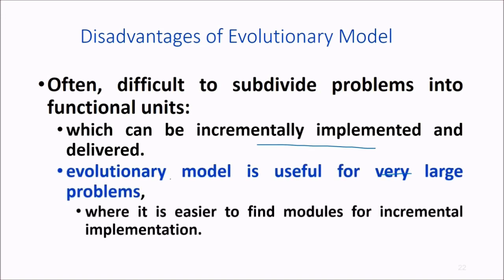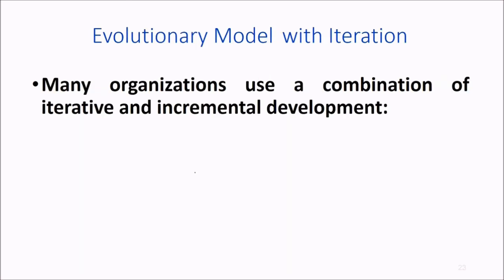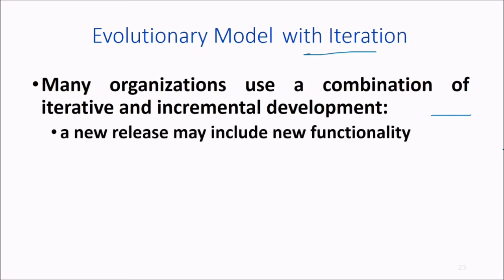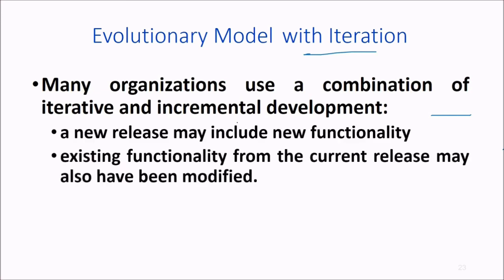Evolutionary model is useful for very large problems, when it is quite easy to find these modules for incremental implementation, not for small problems. What about the evolutionary model with iteration? Many organizations use a combination of iterative and incremental development. So a new release may include new functionality. Existing functionality from the current release may also have been modified.